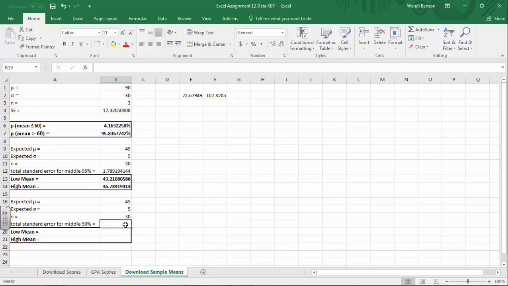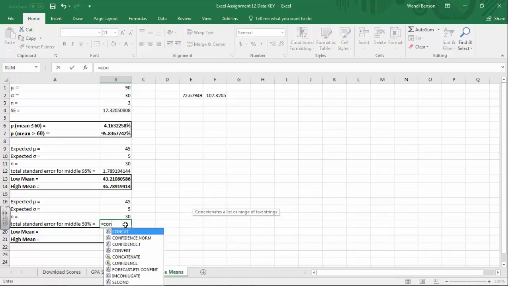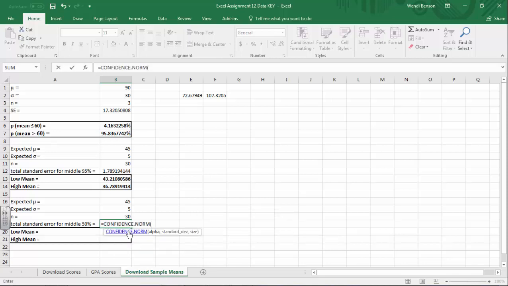So here we go. We're going to do the confidence interval formula again. So CON, confidence norm, to figure out the magnitude of error that would be associated with the middle 50%. So double click. Alpha now, 100 minus 50% is 50%, or 1 minus 0.50 is 0.50. So remember, we always put alpha in terms of proportions, not percentages. Comma, our standard deviation is 5, comma, our sample size is 30. Enter. So the middle 50%, this is the kind of margin of error you would expect there.